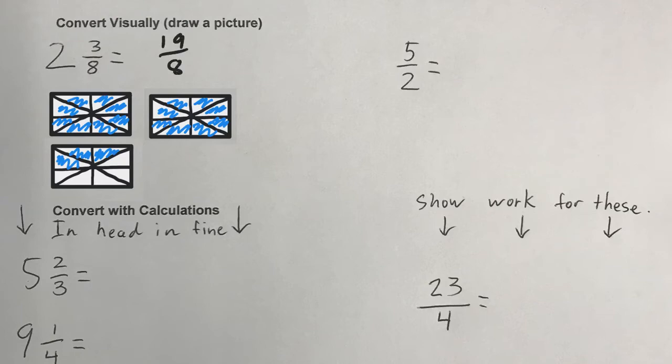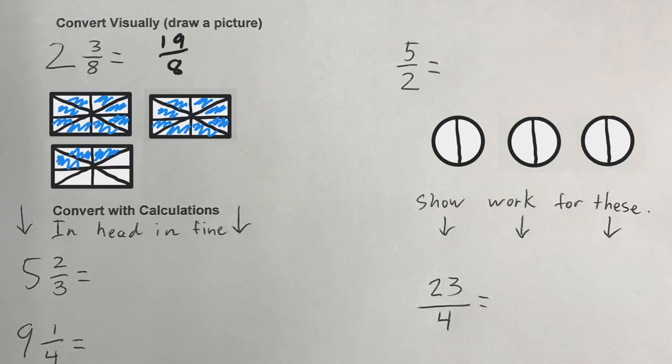And then for 5 halves, well, that would be 2 halves. And if I copied that, I'd have 4 halves. And then if I did that one more time, and I need to color it in, there are my 1, 2, 3, 4, 5 halves. And you can see it is equal to 2 1/2. So visually, when I did that, 5 halves equals 2 1/2.